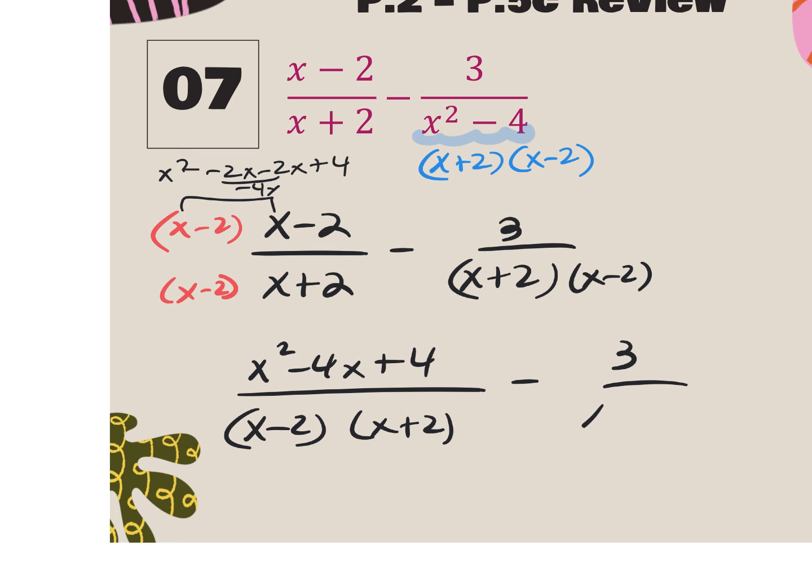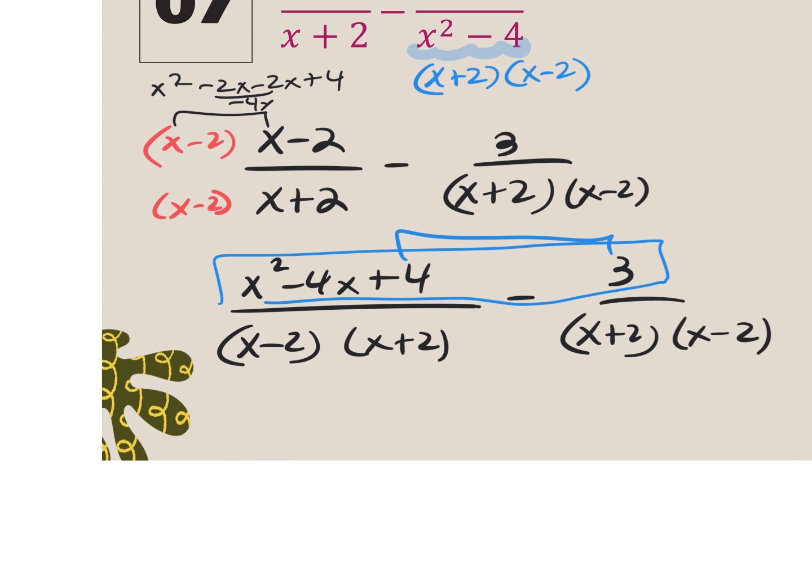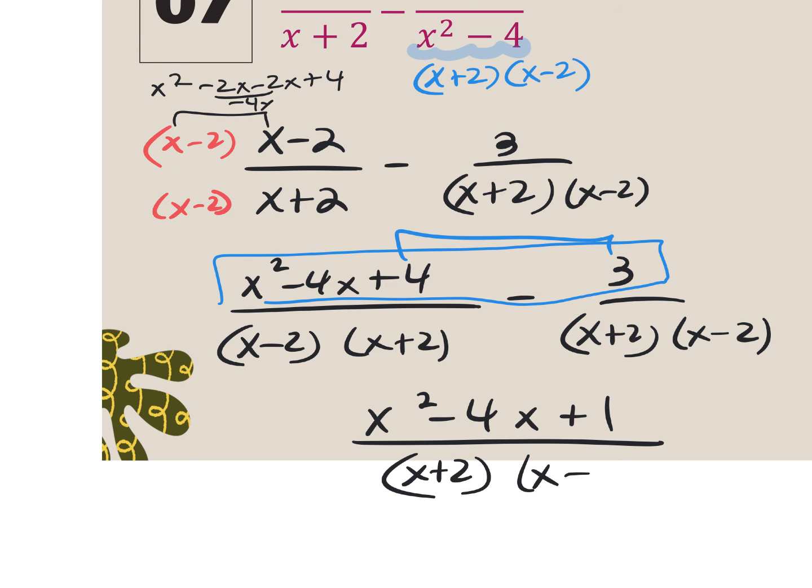And then this fraction was good. We didn't need to multiply it by anything. Now I just have to subtract my numerator. These are like terms, so I just do 4 minus 3. And my final answer is x squared minus 4x plus 1 over x plus 2 times x minus 2.